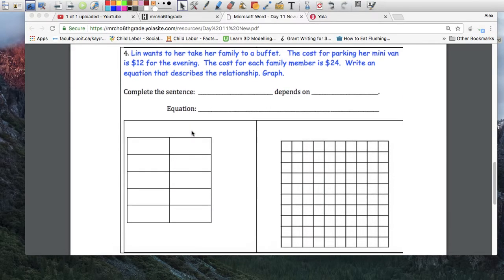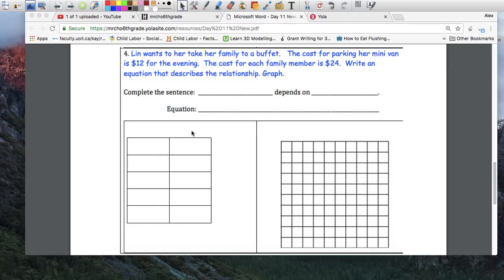Last one. Lynn wants to take her family to a buffet. Cost for parking her minivan is $12 for the evening. So you go out with your family. Dad parks the car, pays $12. Then everybody gets out of the car, and you go inside, and it's $24 for each person at this particular buffet.